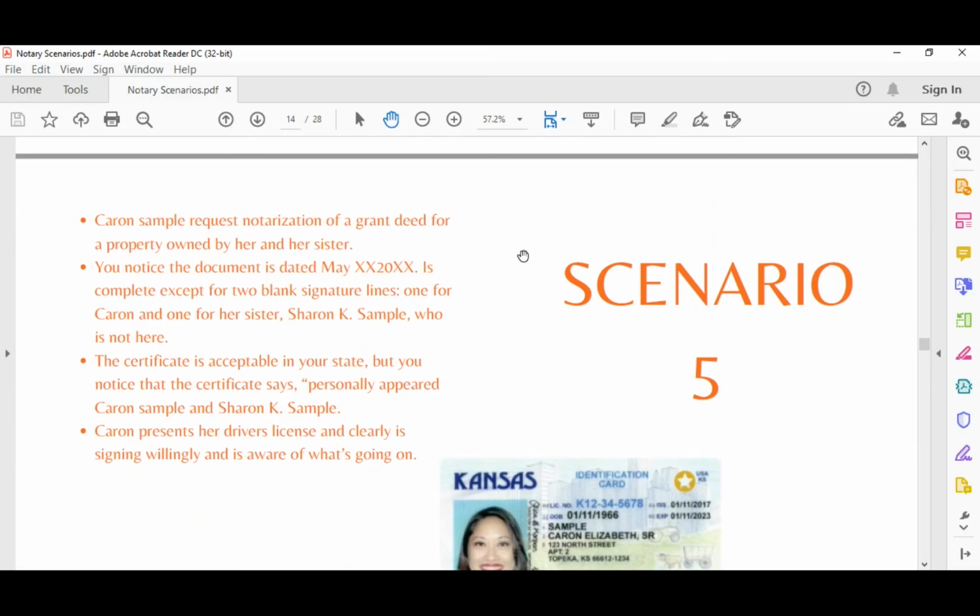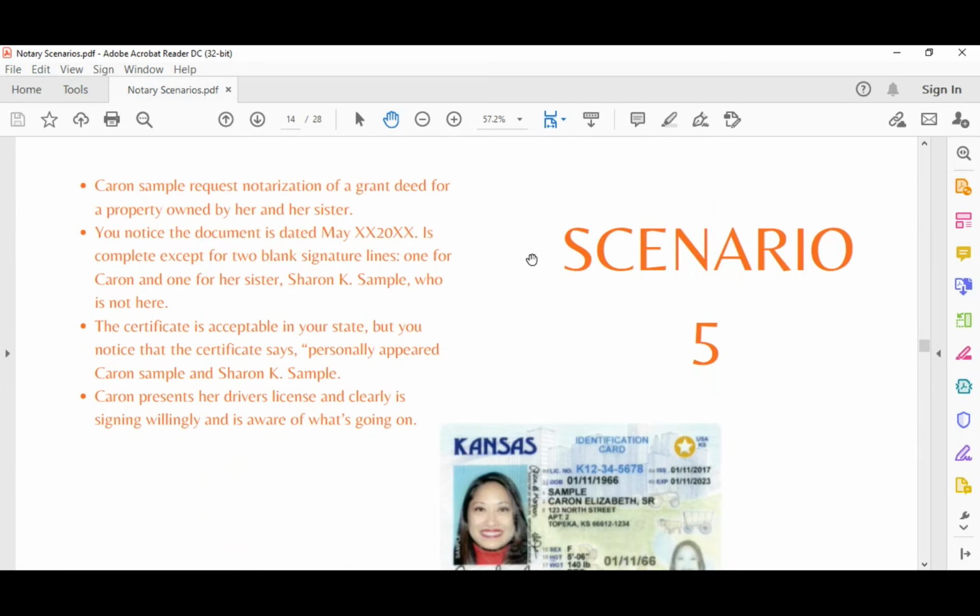Now, Karen Sample requests notarization of a grant deed for a property owned by her and her sister. You notice the document is dated, I'll just say for today's date, is complete except for 2 blank signature lines, one for Karen and one for her sister, Sharon K. Sample, who is not present. Now, this is a good one.